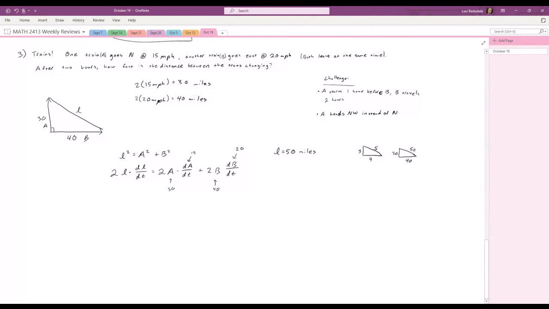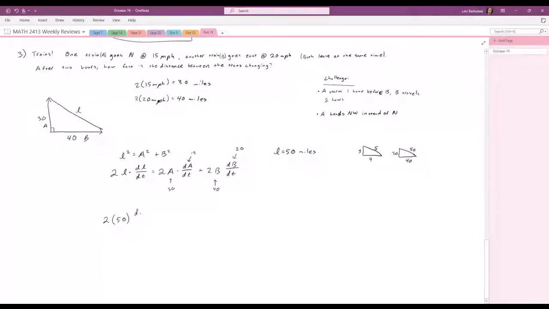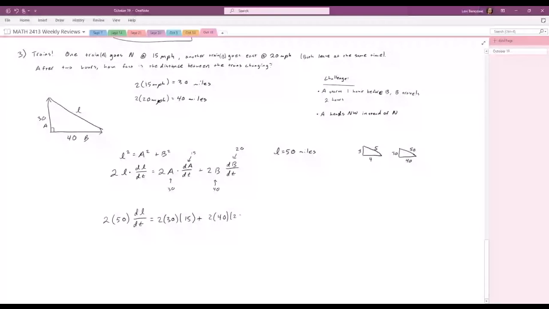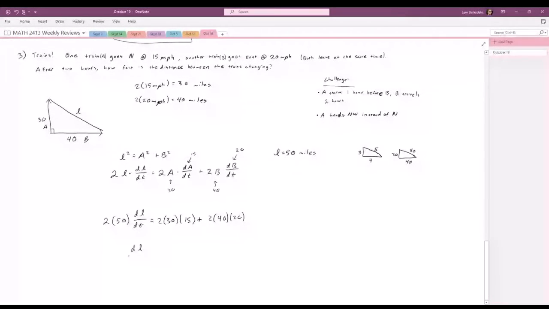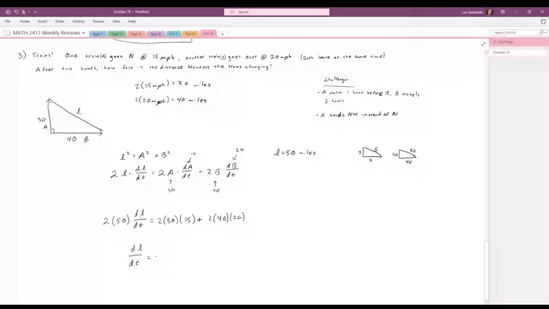Well, now we know everything we need. We can plug things in. 2 times 50 times dL over dt is equal to 2 times 30 times 15 plus 2 times 40 times 20. So then dL over dt, I believe, should come out to 25 miles per hour.